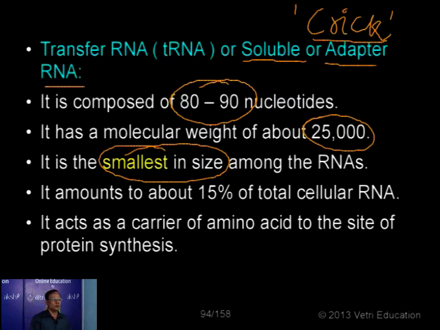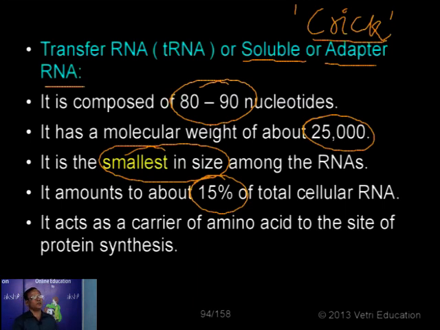And what about the amount? In total cellular RNA, it is somewhat higher in percentage when compared to mRNA, which has only 5 to 10%, but here it constitutes nearly 15% of the total cellular RNA.